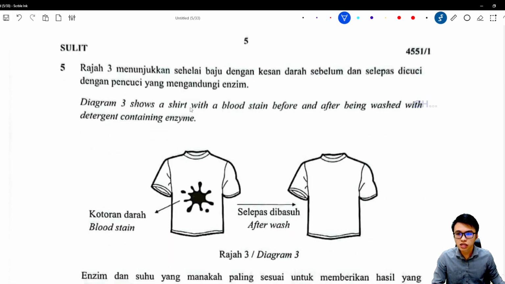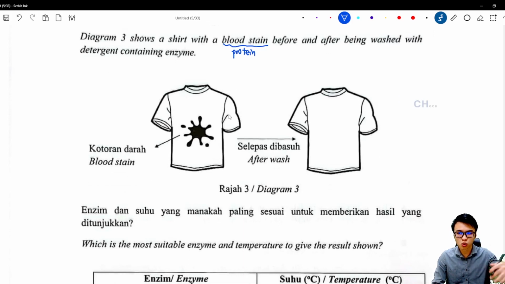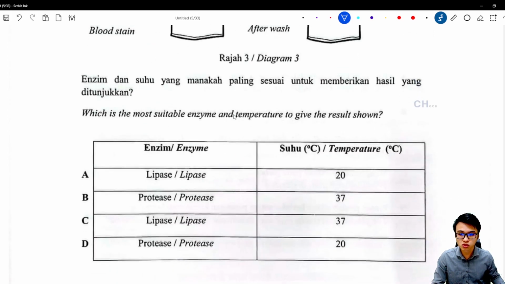Question 5. Diagram 3 shows a shirt with a blood stain. Now, when we talk about a blood stain, we know it is protein. Red blood cells, white blood cells, they are all proteins. So we want to wash away the blood stain, we need to use the enzyme that can digest the protein, which is the protease. So we remove A and C.